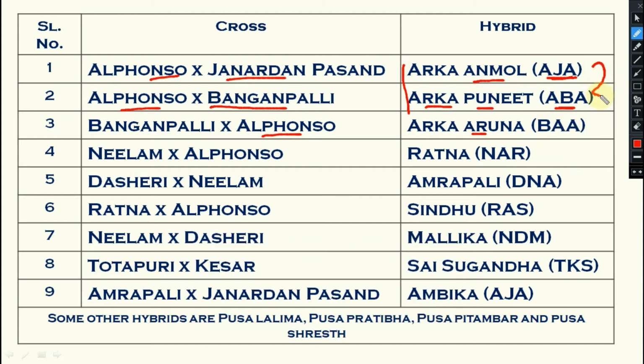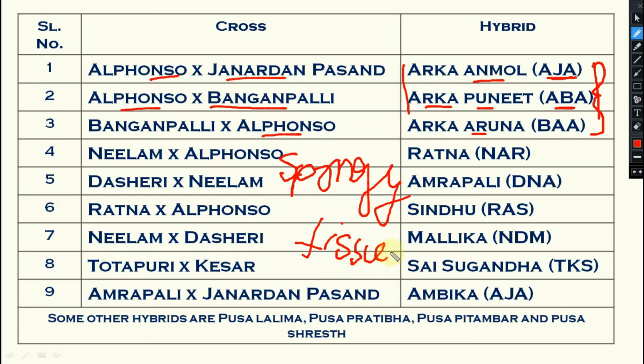So here one important point about these 3 cross varieties: there is a disease. The disease name is spongy tissue. Please remember this one, note it down, spongy tissue. Very important. So these 3 varieties are generally free from spongy tissue disease. This much you remember.